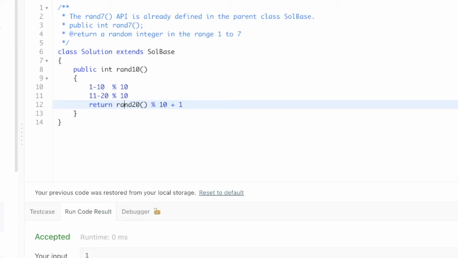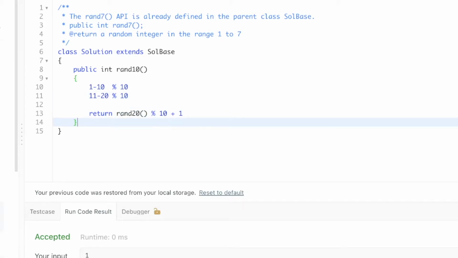But let's say I gave you Rand22. Now you have these extra numbers, 21, 22. And now what ends up happening is that when I do mod 10, this 1 and this 2 now have a third shot at occurring, compared to the numbers 3, 4, 5, 6, 7, 8, 9, and 0. They only have 2 opportunities to occur.